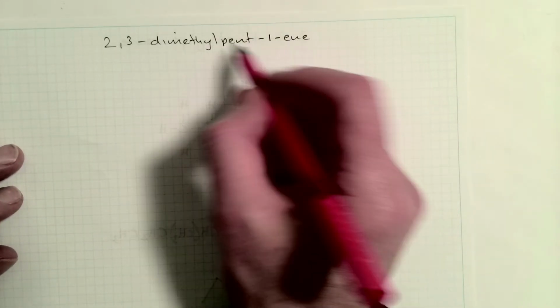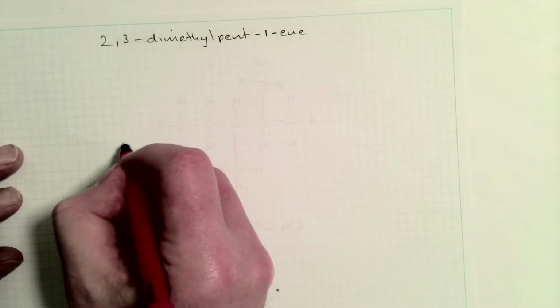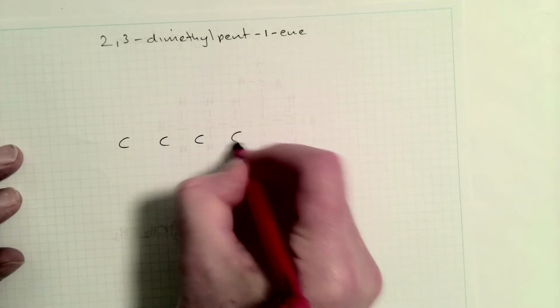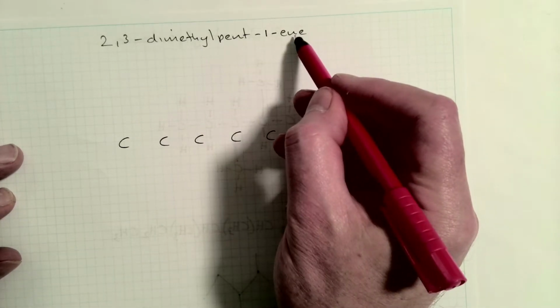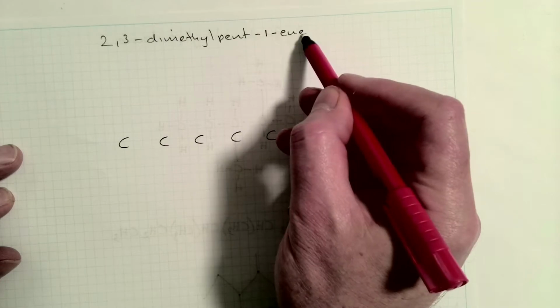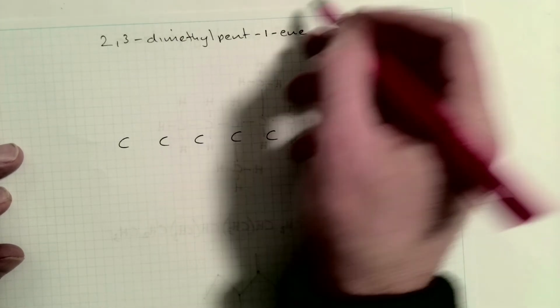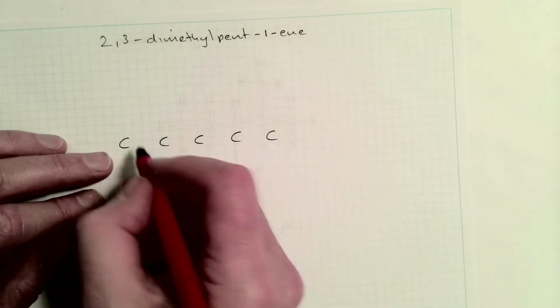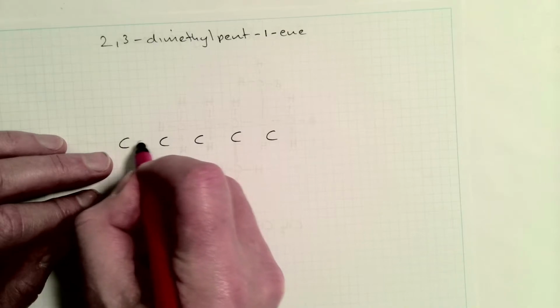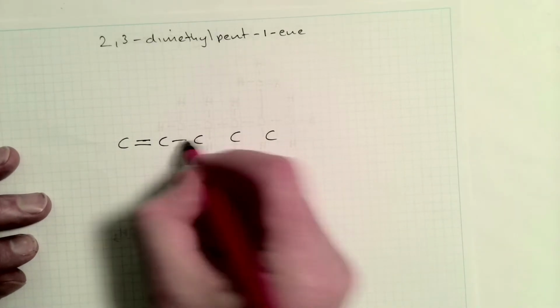So pent-1-ene. What I know is the longest chain in this has 5 carbons, so I can draw them out: 1, 2, 3, 4, 5. I know it's going to have a double bond somewhere because there's an "ene" here. It's got one double bond because there's only one number there. It is possible to have more than one double bond, but in this case we don't go any further than a single double bond, and it's going to be on the first carbon.